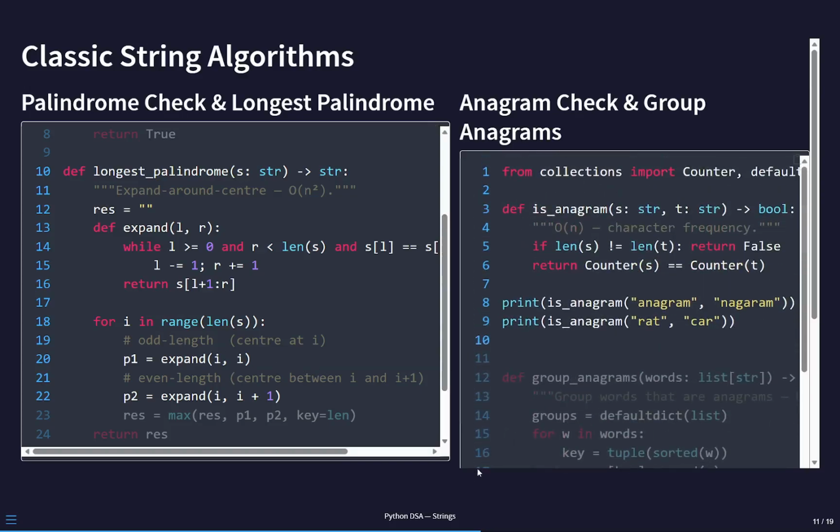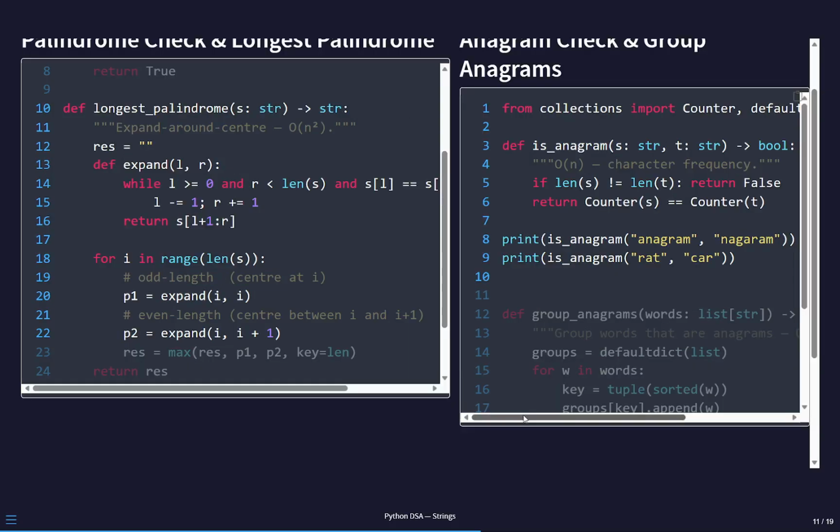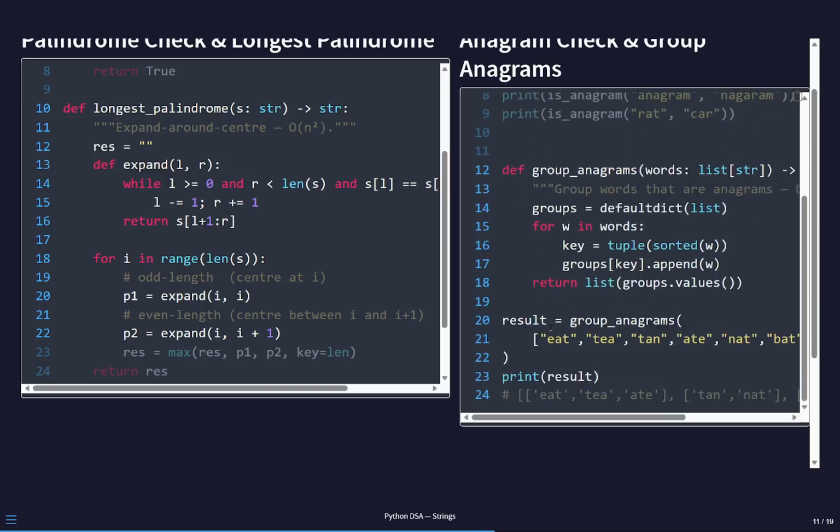Longest palindromic substring uses the expand around center approach. For each position in the string, we try to expand outward, as long as the characters on both sides match. We check both odd length centers, centered at one character, and even length centers, centered between two characters. The longest result across all expansions is the answer. O(n squared) time, O(1) space.